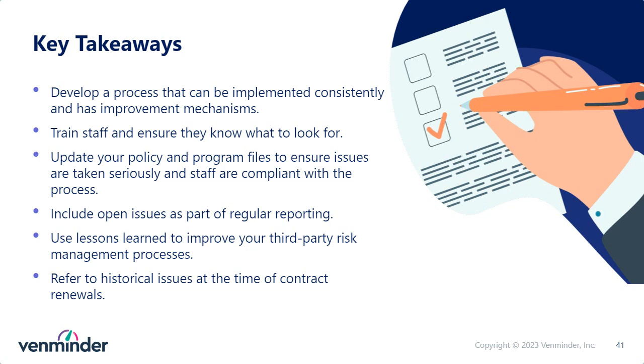We need to update the policy and program documents to ensure that everyone knows we take issues very seriously and we want people to follow this process. We need to include those issues as part of regular reporting and go back and look at them and use lessons learned to improve your third-party risk management program. We also always want to refer to historical issues before we renew a contract, add additional business, etc.